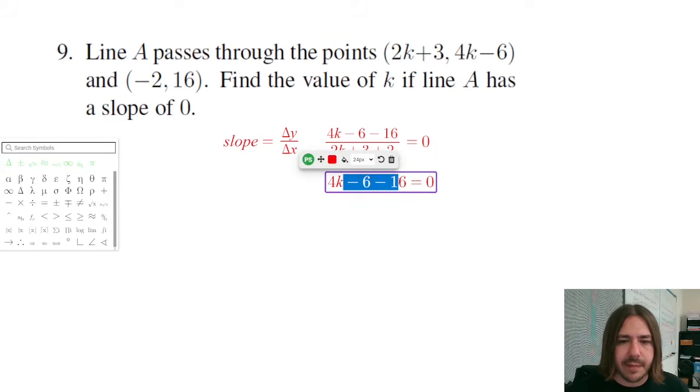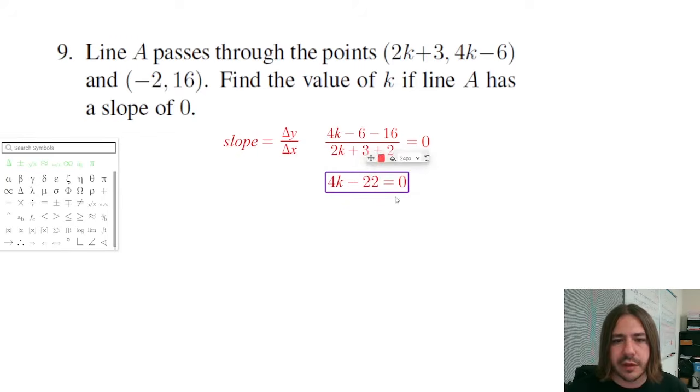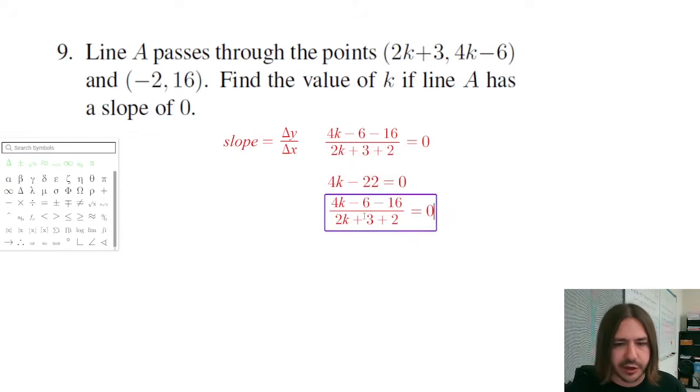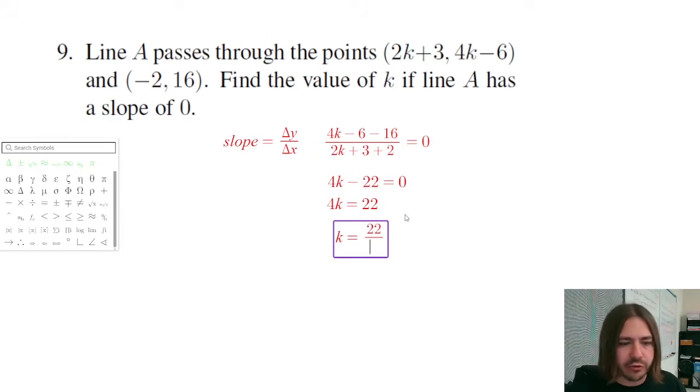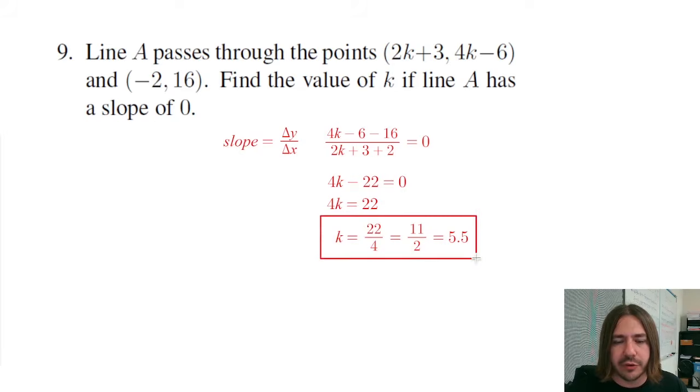Negative 6 minus 16 is going to be negative 22. And so now we've got a nice little linear equation here. We are going to first add 22 to both sides, and then divide both sides by 4. That's going to give us our answer, 22 over 4, which reduces to 11 halves, which is 5.5. So all those answers are good. They probably want the reduced answer, so either 11 halves or 5.5 is going to be our answer for number 9.